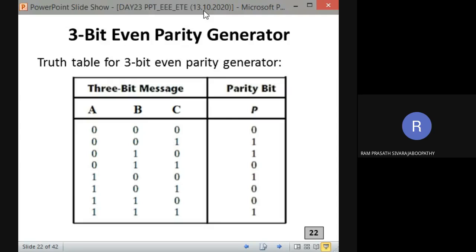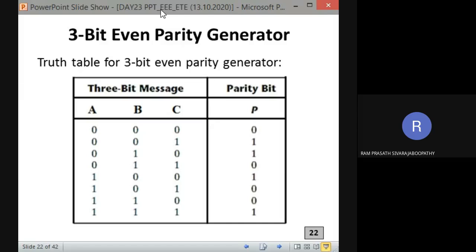Was only half the screen visible? Sorry. What we are saying is that the parity bit along with the message always has an even number of ones. For example, take the last combination, 1 1 1 1: there are 4 ones along with the parity bit and the message. If I take the fourth combination, 0 1 1, it is already even parity, so adding parity bit 0 keeps it even parity. Is it clear? Is the slide visible now? Full slide visible? Have you understood this truth table?